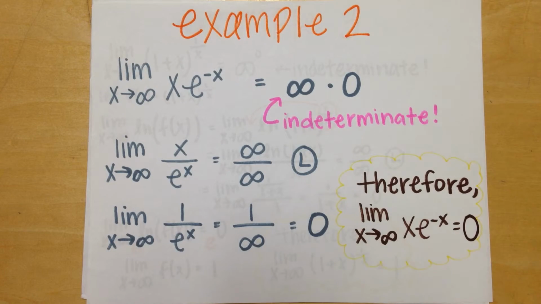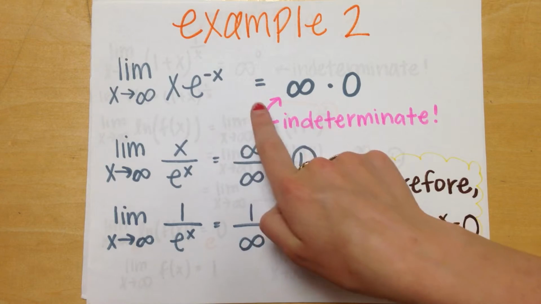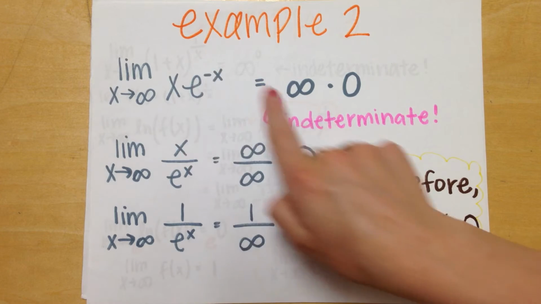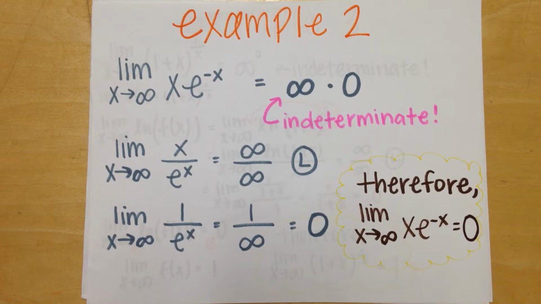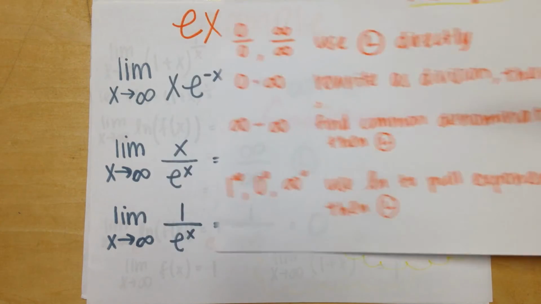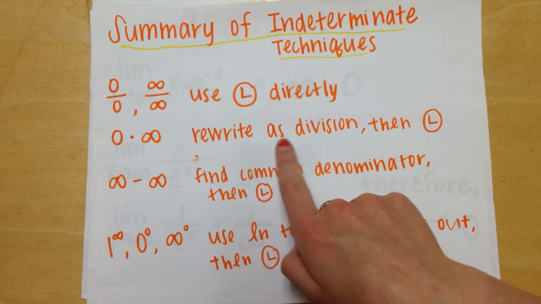Example 2. The limit as x approaches infinity of x times e to the negative x. When you plug in infinity for x, you get infinity times 0. This is an indeterminate form. If you refer back to your previous slide, you will see that when you get 0 times infinity, rewrite the function as a division, then use L'Hopital.